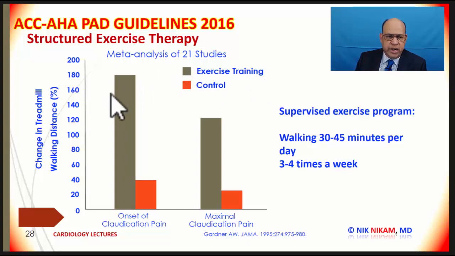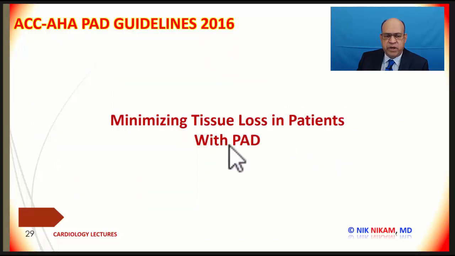This is an exercise training program and this is a control group. The onset of symptoms and maximal claudication pain. So there is a dramatic improvement in the distance these people are able to walk and also reduce the symptoms of intermittent claudication. Every patient with a documented history of peripheral arterial disease must be enrolled in a supervised exercise program. And once they have gone through a program, they need to continue this exercise program lifelong, minimizing tissue loss in patients with peripheral arterial disease.